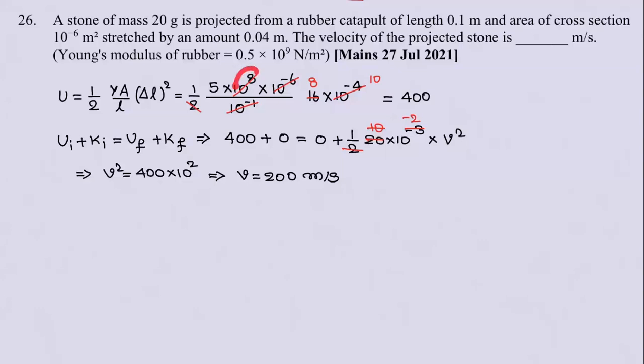Got the mistake? 10 power plus 8 minus 6 will be plus 2. Plus 2 minus 4 will be minus 2. So 10 power minus 2 is there, and 10 power minus 1 in the denominator. So it will be 10 power minus 1, and 8 into 5. 8 into 5 how much? 40. So 40 into 10 power minus 5 will be 4. So energy is 4 joules. There is an error. So then it will be 20 meter per second.